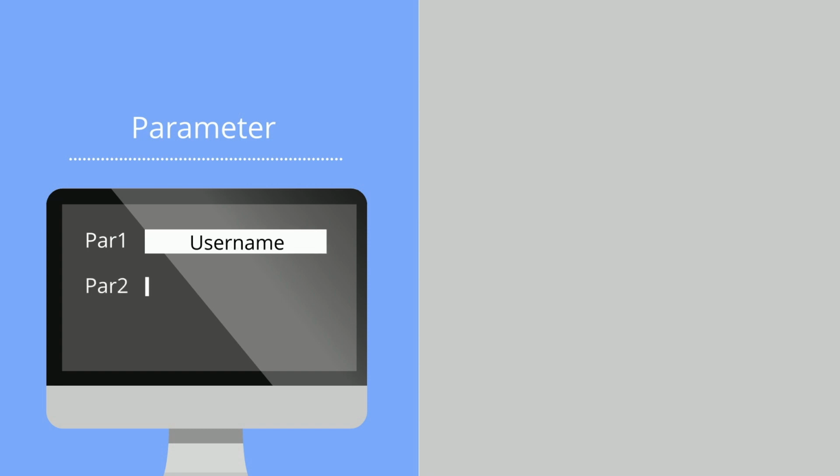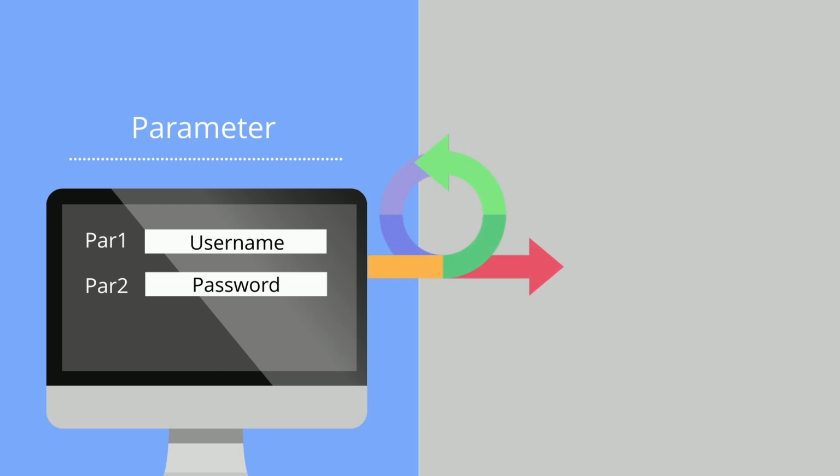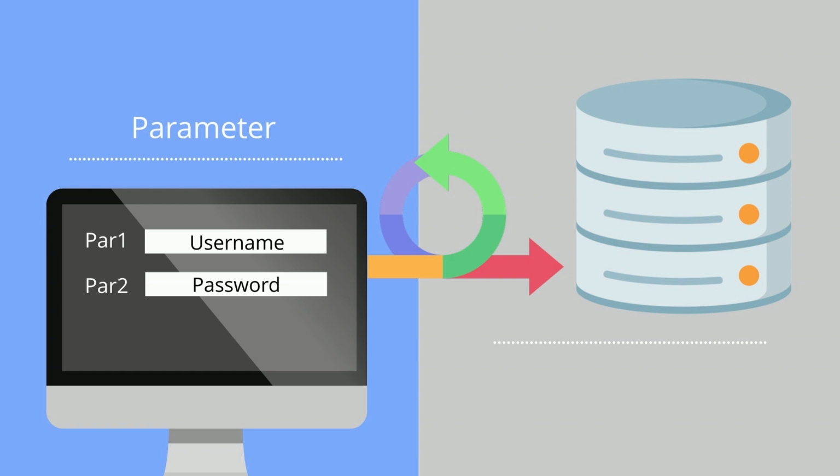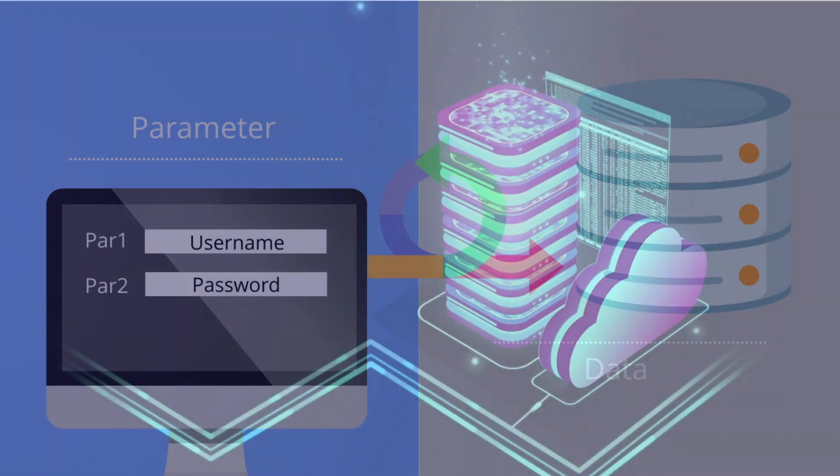A parameter is an element that allows data to be passed to a function, method, or program. These parameters can be of different types, such as strings, integers, decimals, dates, arrays, and so on. By using parameters, developers can create more flexible and reusable programs and functions.